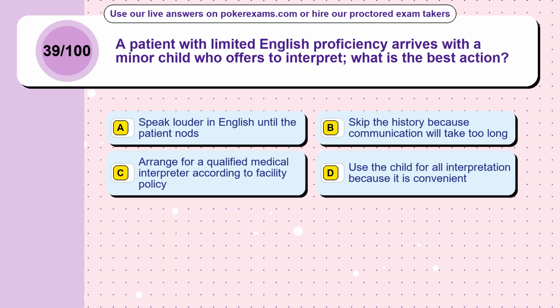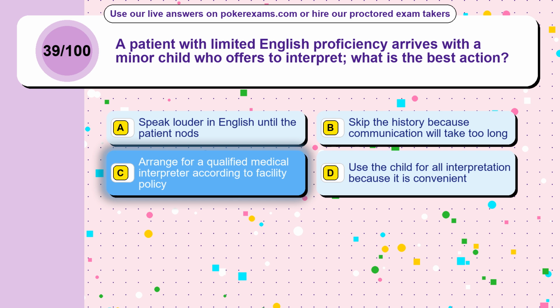Question 39. A patient with limited English proficiency arrives with a minor child who offers to interpret. What is the best action? Option A. Speak louder in English until the patient nods. Option B. Skip the history because communication will take too long. Option C. Arrange for a qualified medical interpreter according to facility policy. Option D. Use the child for all interpretation because it is convenient.